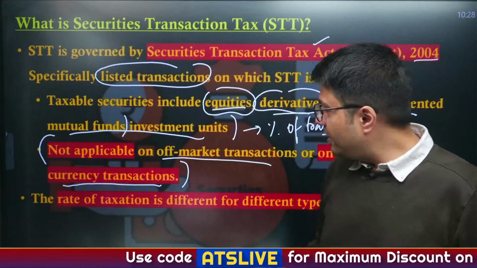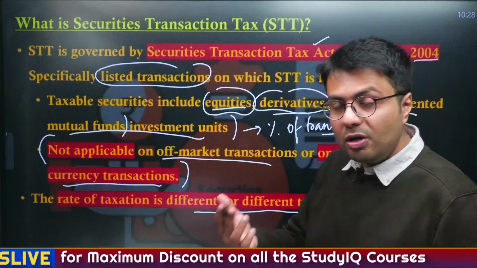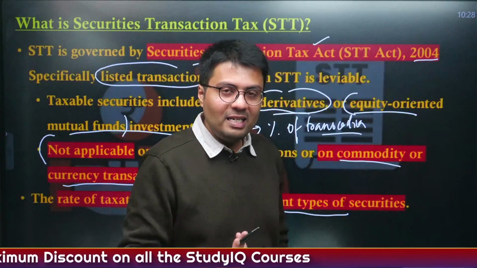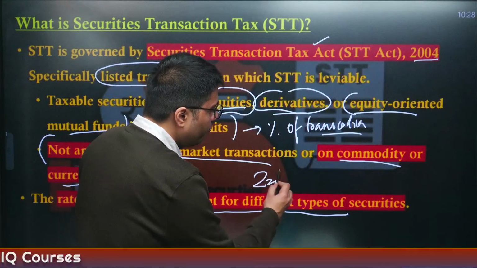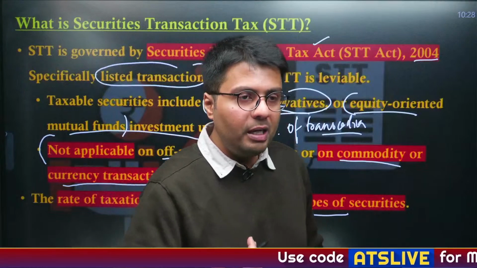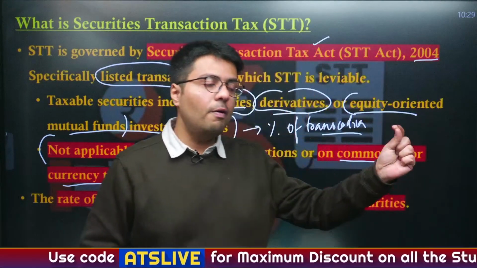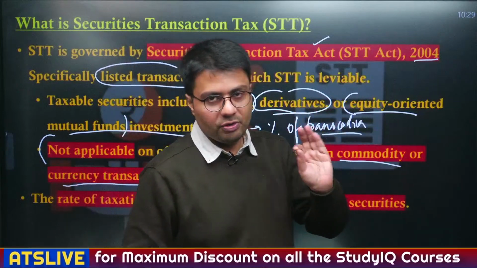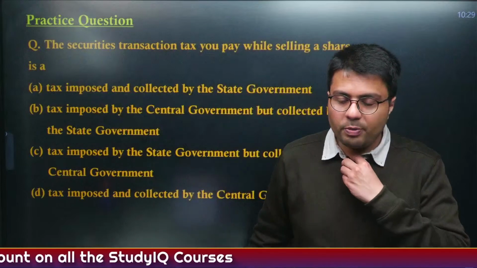Now the rate of taxation is different for different types of securities. As I told you already, for securities like futures and options, the tax is actually 2 times the tax levied on equities and mutual funds. So this is how the government tries to encourage or discourage an investor from investing in a particular type of securities. Understood? Now let us try to solve a practice question on this very topic.